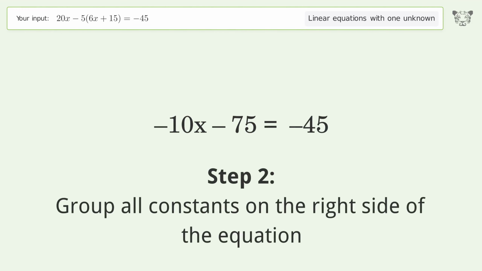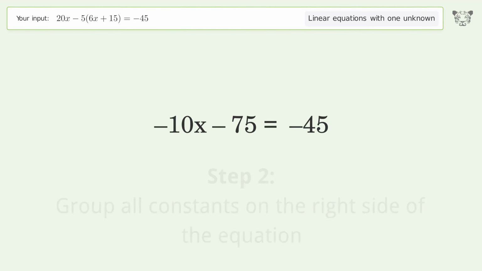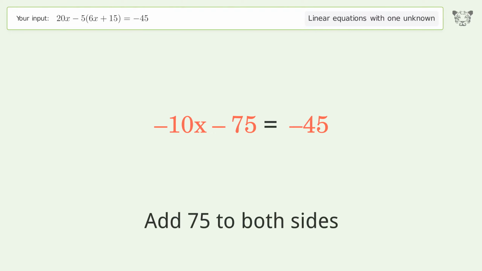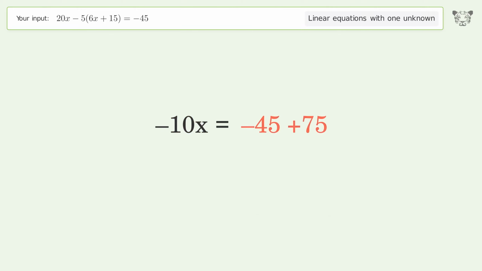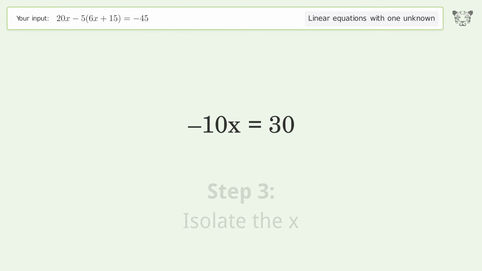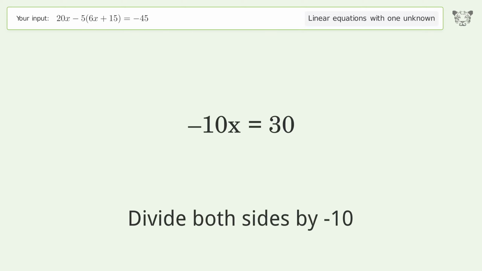Group all constants on the right side of the equation. Add 75 to both sides. Simplify the arithmetic. Isolate the x. Divide both sides by -10.